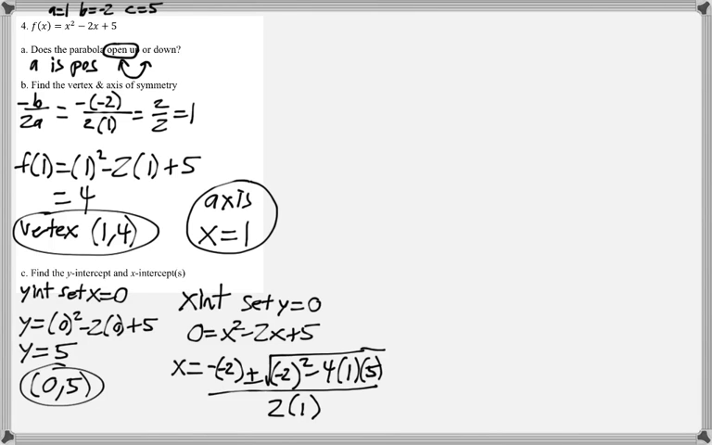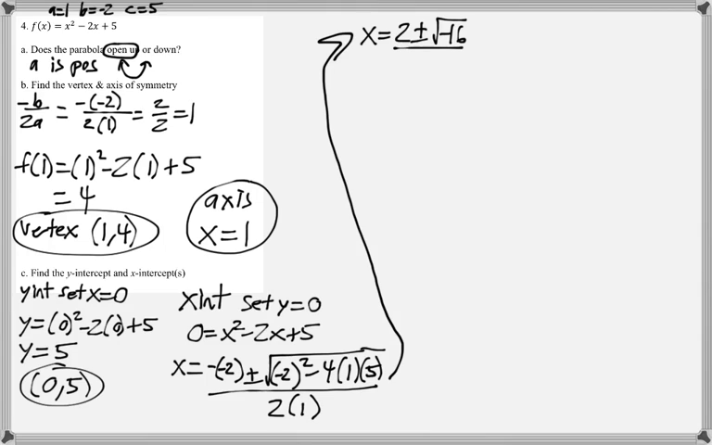Okay, so if you simplify this, I'm going to go all the way up here. This is x is equal to 2 plus or minus square root of -16 over 2. And this is where we have an issue because we have a negative on the inside here. This means this is imaginary. So what that means is that there's no x-intercept.